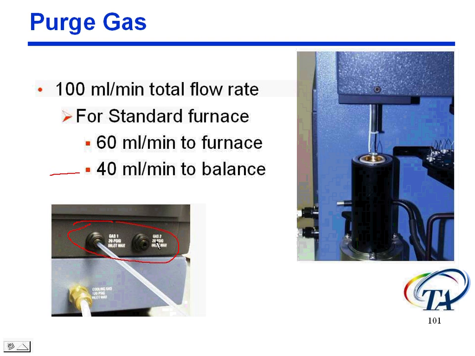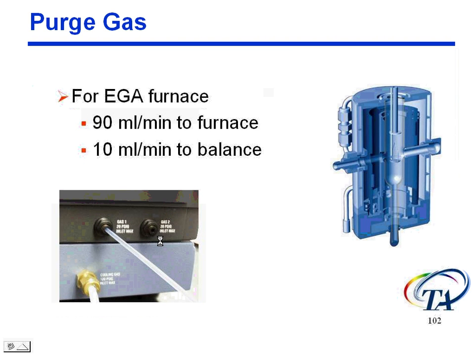For the EGA furnace, and this is a diagram of the EGA furnace, it's got a quartz liner inside. It's a bigger round furnace. If you look in the top here, you can see the glass or the quartz inside there. For this one, we use 90 mils to the furnace and 10 mils to the balance.